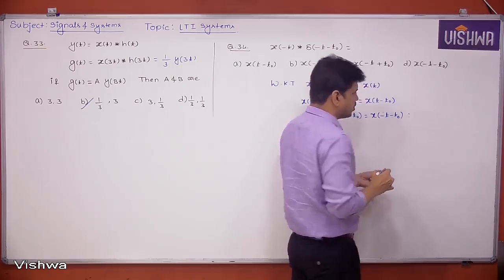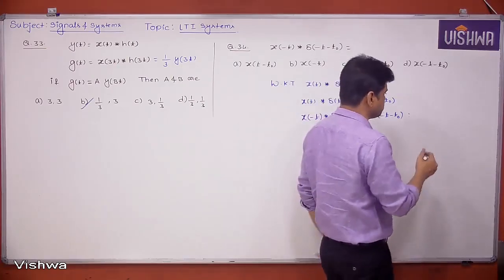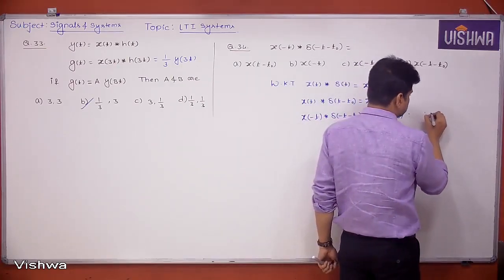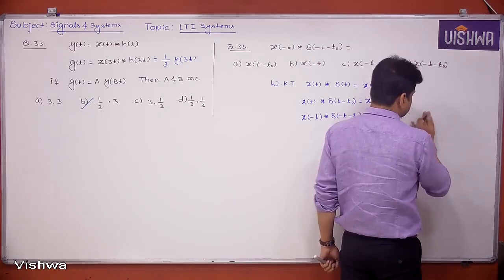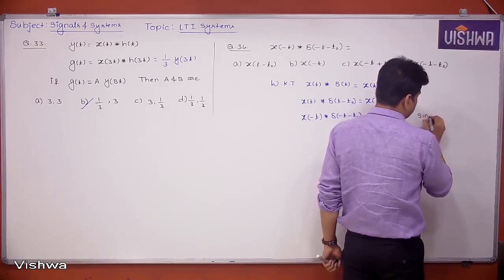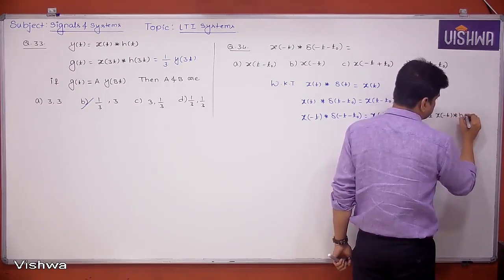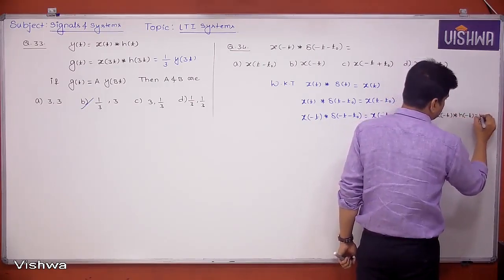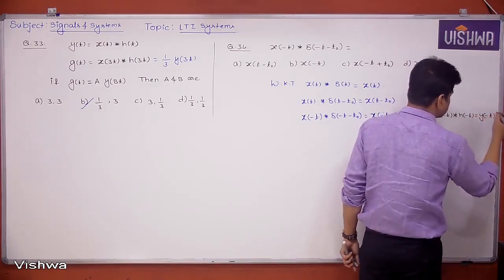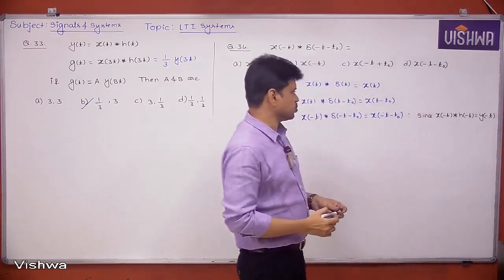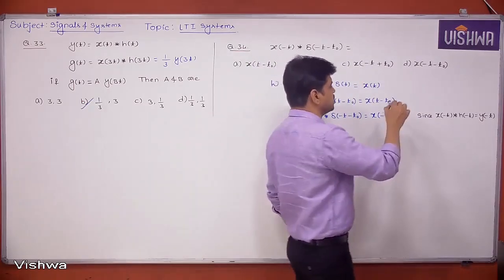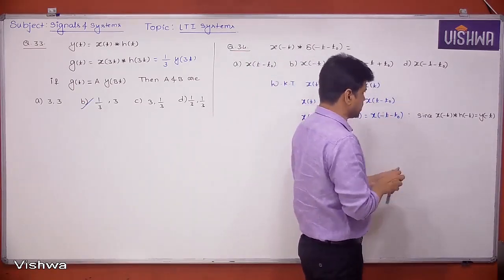So from where we have written this property, since x of minus t convolved with h of minus t is equal to y of minus t. So from this property we have written this one. So finally the option is D. Option D is correct.